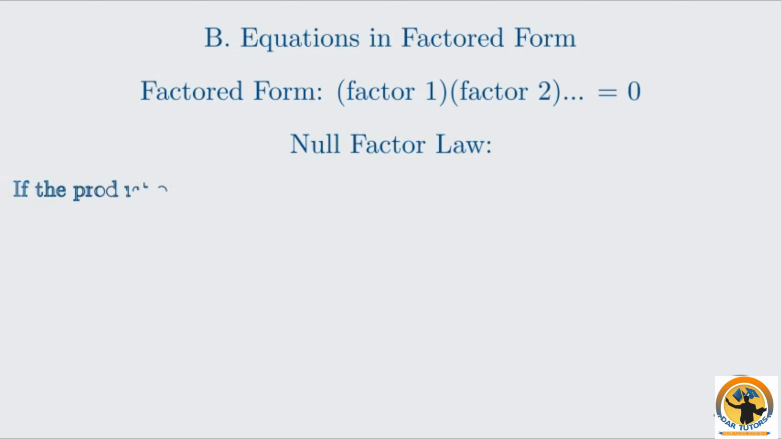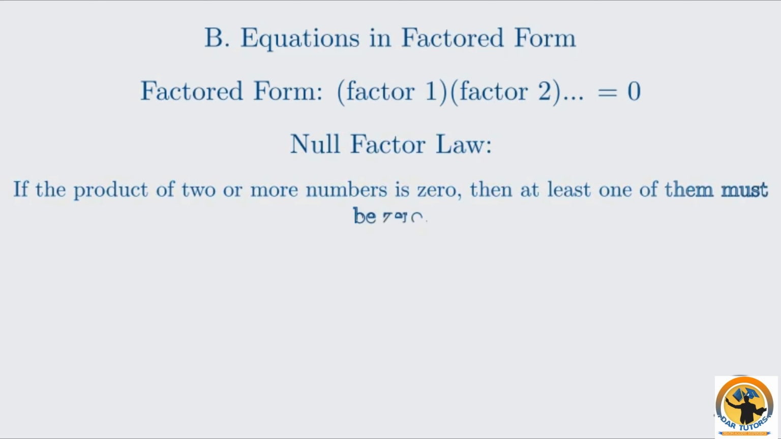It states that if the product of two or more numbers is 0, then at least one of them must be 0. For instance, if the product of a times b equals 0, it means either a is 0 or b is 0 or both. This law provides a straightforward method for finding the solutions or roots of a factored equation. We simply set each individual factor equal to 0 and solve the resulting simpler equations. Let's apply the null factor law with some examples.